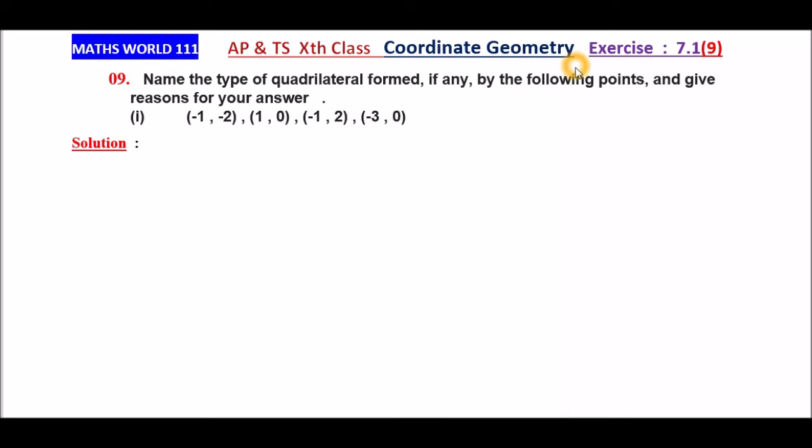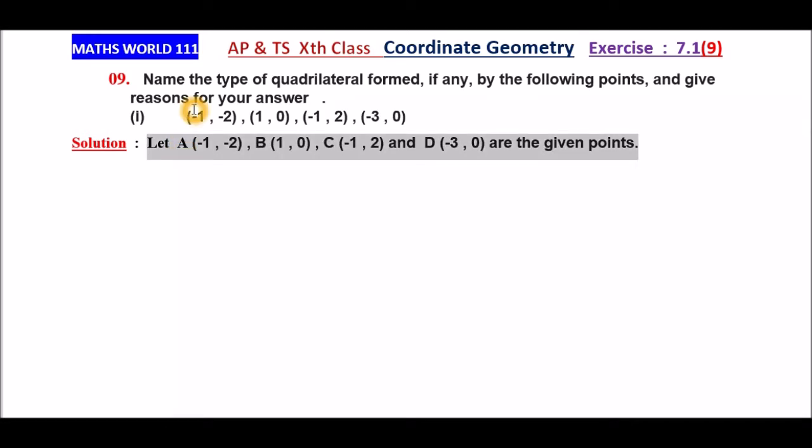Coordinate Geometry. Exercise 7.1, the ninth problem. Under ninth problem, the first one. Name the type of quadrilateral formed, if any, by the following points and give reasons for your answer. The first question. (-1, -2), (1, 0), (-1, 2) and (-3, 0). Solution. Given 4 points. Let A (-1, -2), B (1, 0), C (-1, 2) and D (-3, 0) are the given points.